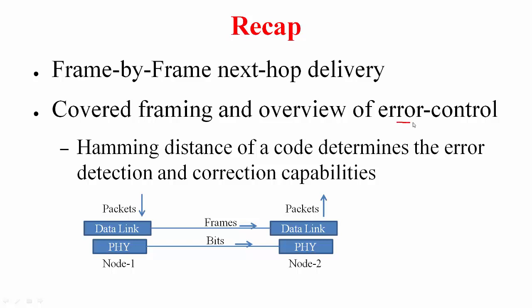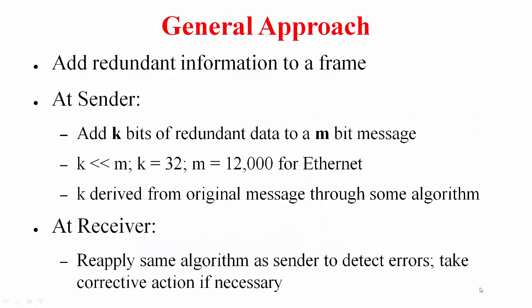As part of the error control, we saw the framework of adding k redundant bits to the message, and we also covered the general idea behind error detection and correcting codes, that of Hamming distance, and what the design goals of some of these algorithms are. So basically you add k redundant bits to an m-bit message where k is derived through some algorithm. At the receiver, you employ the same algorithm to detect errors and take corrective action if necessary. So this is the framework on which we are going to build.